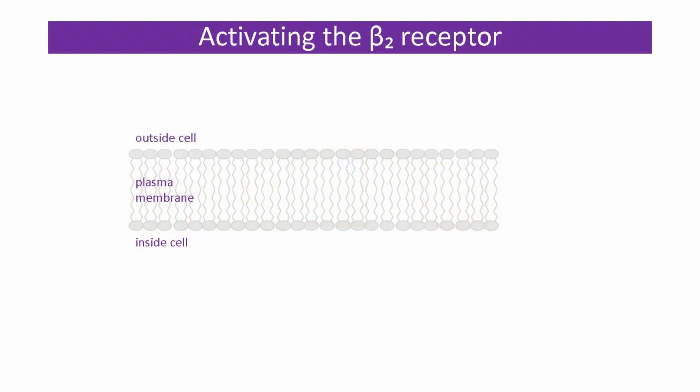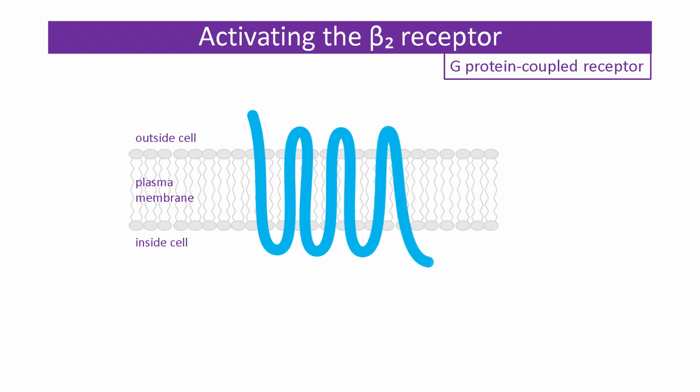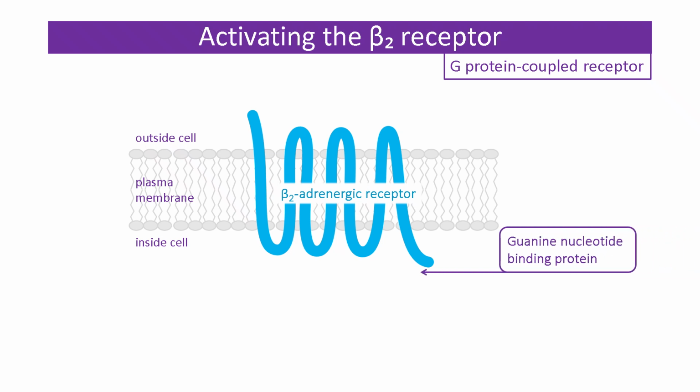The beta-2 adrenergic receptor belongs to a family known as G-protein coupled receptors. These receptors span the cell membrane 7 times, anchoring them within the lipid bilayer. On the inside of the cell, the receptor is linked to a guanine nucleotide binding protein, commonly referred to as a G protein. The G protein has 3 parts, an alpha subunit and a beta-gamma complex.